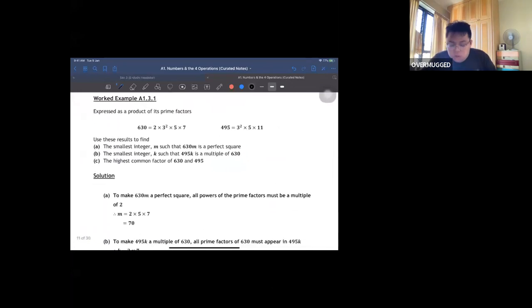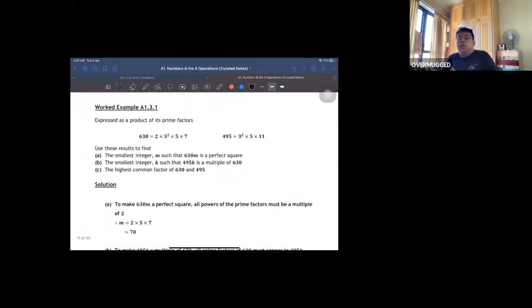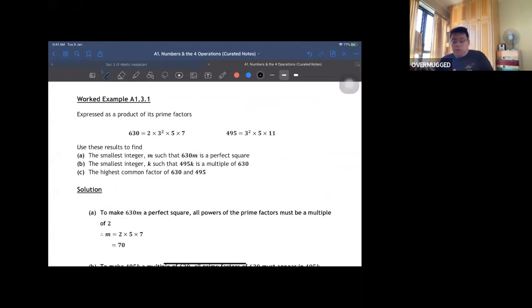Okay, so let me give you an example. If you see question part A, the question says that you need to look for the smallest integer m such that 630m is a perfect square. So what is the definition of a perfect square? Let me write it out. Perfect square means powers are multiples of 2. Okay, so all the powers must be multiples of 2.